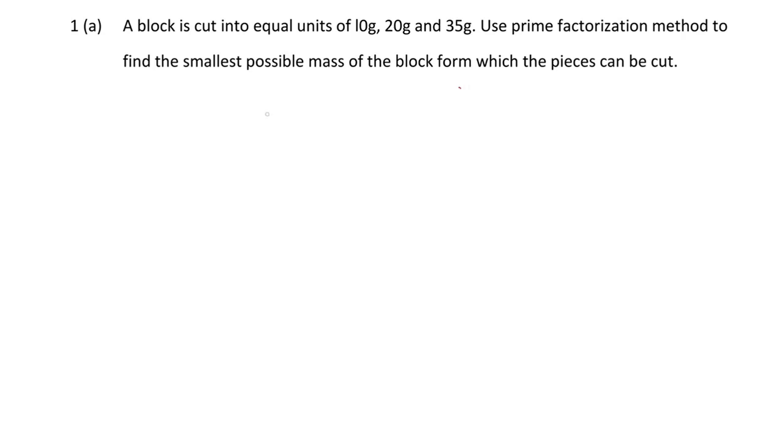So let us have the prime factors for each number as follows. The prime factors for 10 are 2 times 5. For 20 are 2 times 2 times 5. And for 35 are 5 times 7. Okay, so next, to find the LCM, we are going to take all appeared factors for each number.